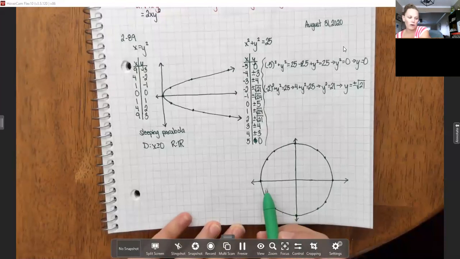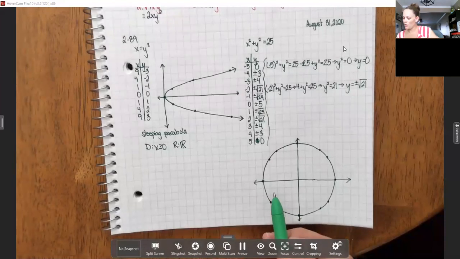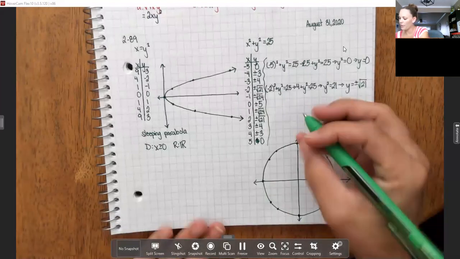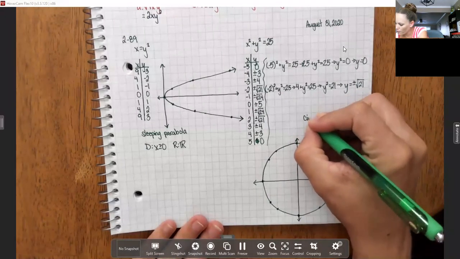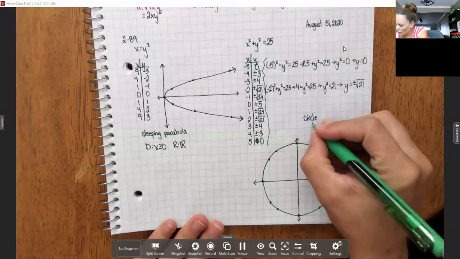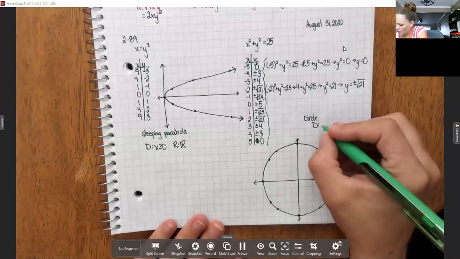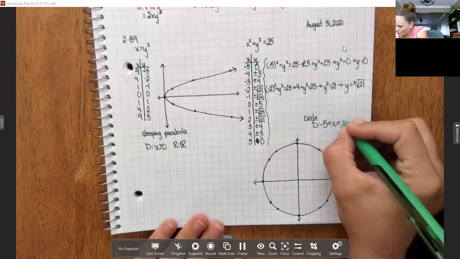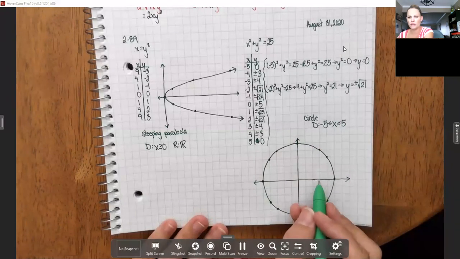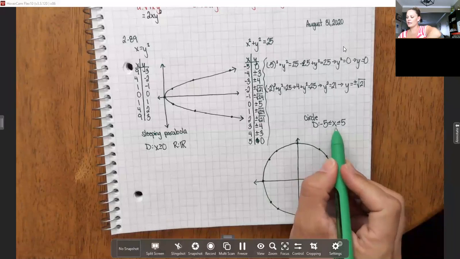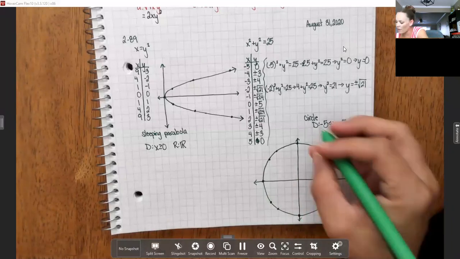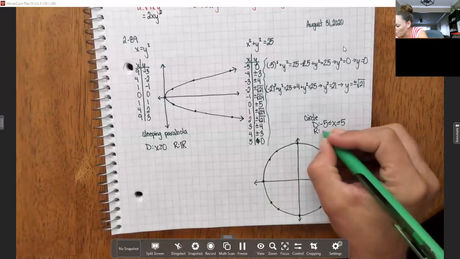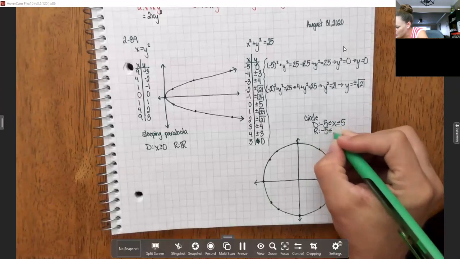So here, we can see we have a circle, and then our domain goes from -5 to +5, including the endpoint. So -5 is less than or equal to x is less than or equal to 5, and then our range is the same thing but with y, because that's our lowest point.